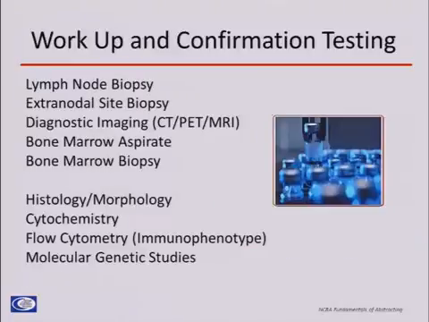The workup here, again, we talked about this: lymph node biopsy or an extranodal site biopsy, and then the imaging usually will come along with the bone marrow aspirate. In order to do complete lymphoma staging, you must have a bone marrow, a PET scan, and a biopsy at a minimum. And then these other studies will clearly define what type of lymphoma it is.